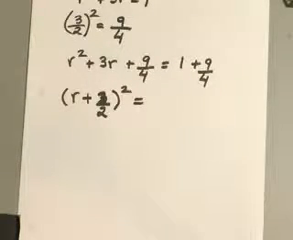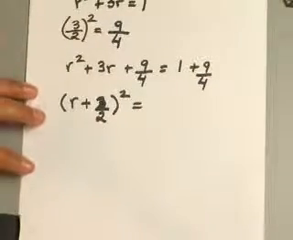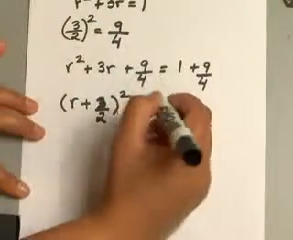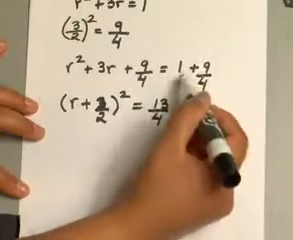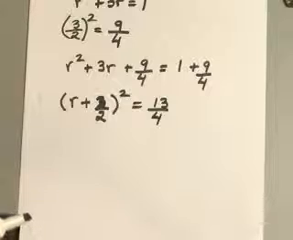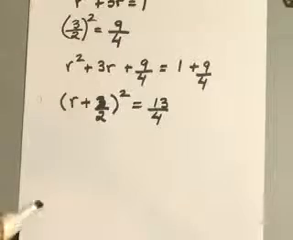Now on the other side, you need to try and add 1 plus 9 over 4. So again, you'll have to find your common denominators and add them together. So go ahead and do that. And you should end up with 13 over 4 as the total on your right hand side.